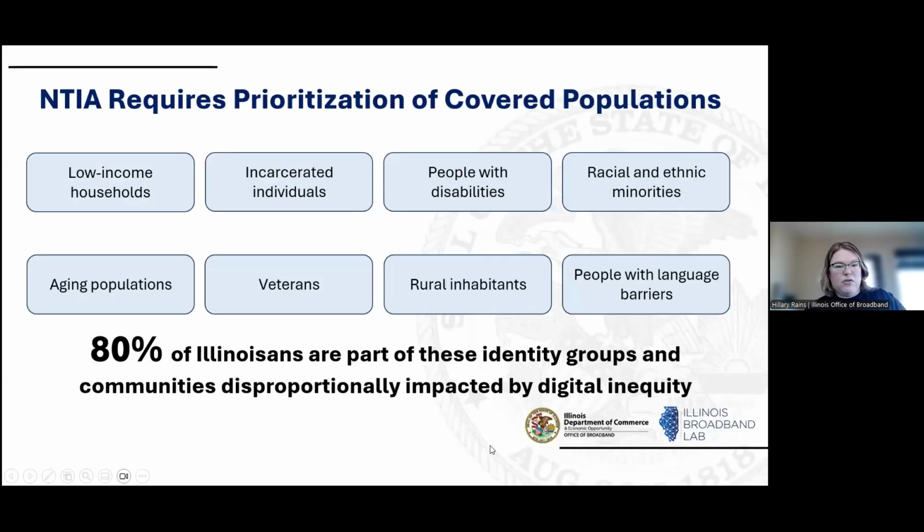This is also a review for folks. We have these 8 covered populations. We're prioritizing these because these are identity groups and communities that are disproportionately impacted by digital inequity. When you look at the stats, these are folks who have larger gaps in their access stats, right? So the thing is that it's not just a few people, it's 80% of Illinoisans across the state who fall into one or more of these categories. In fact, I'm down here in southeastern Illinois today, and 100% of the people down here in southern Illinois fall into these categories, especially those rural inhabitants.